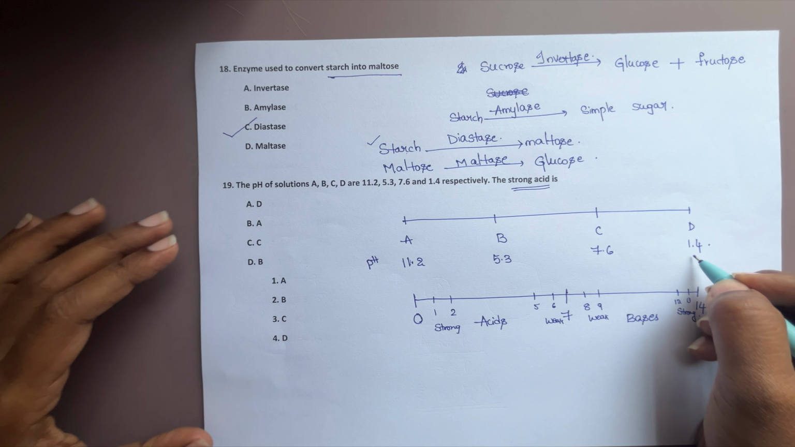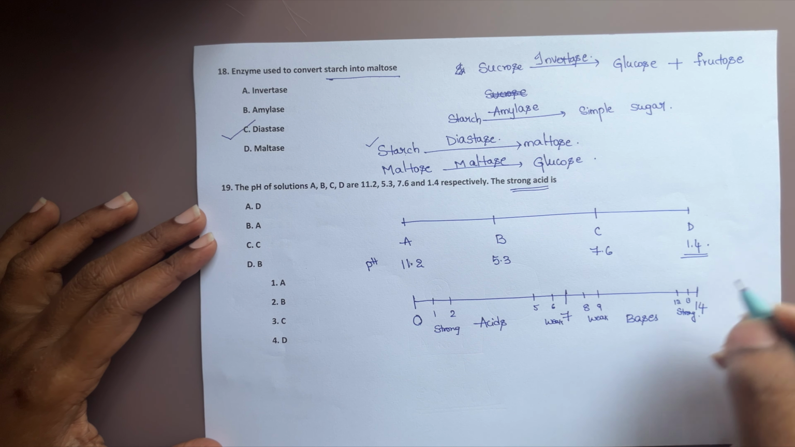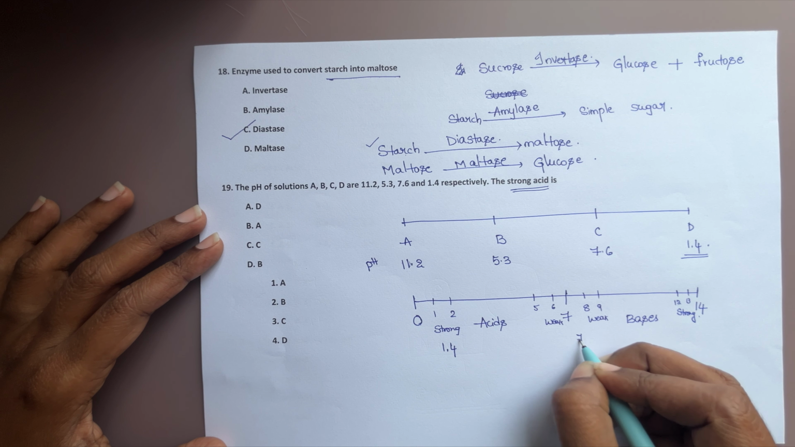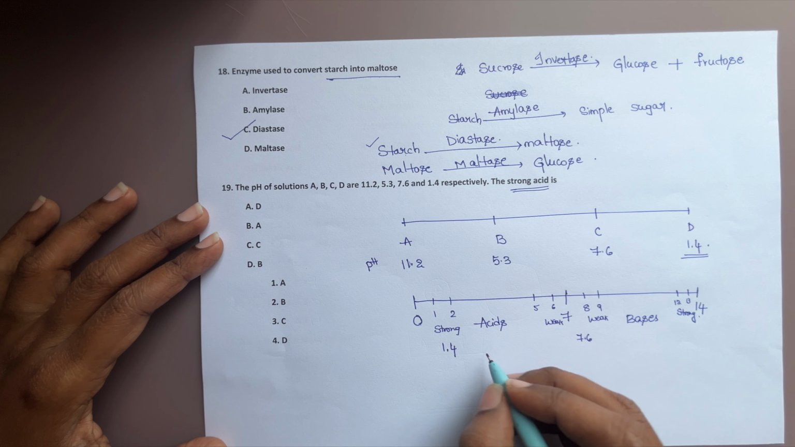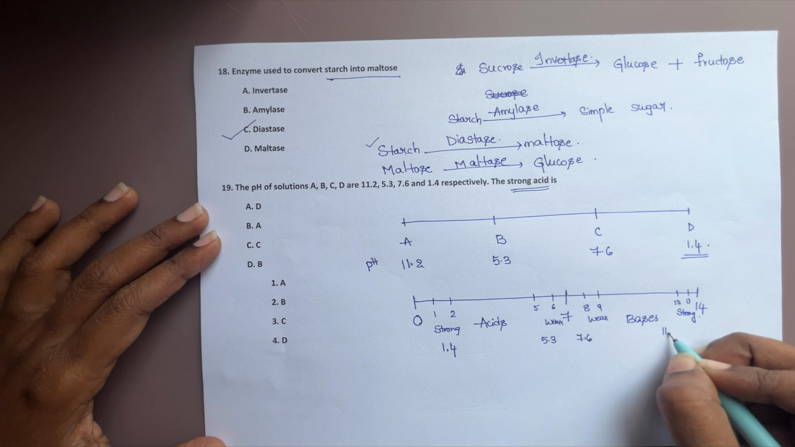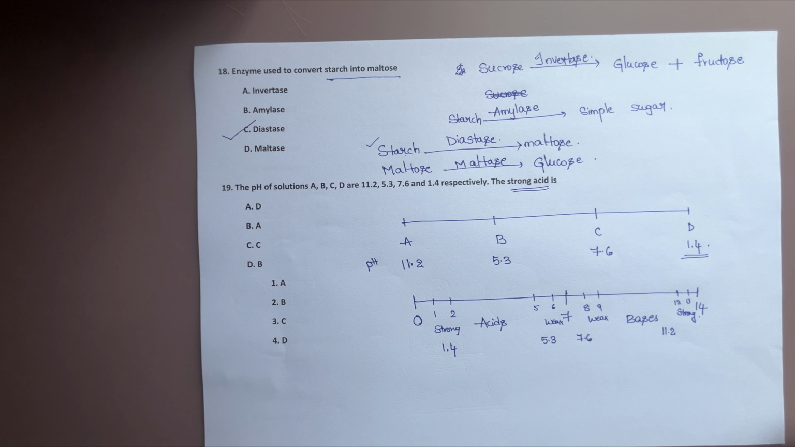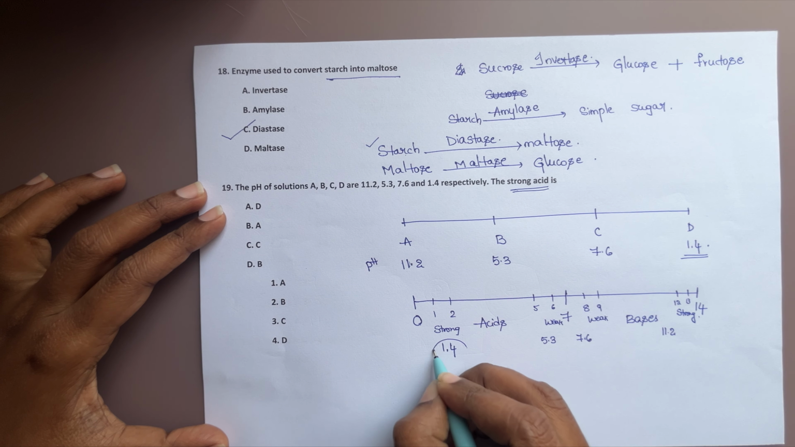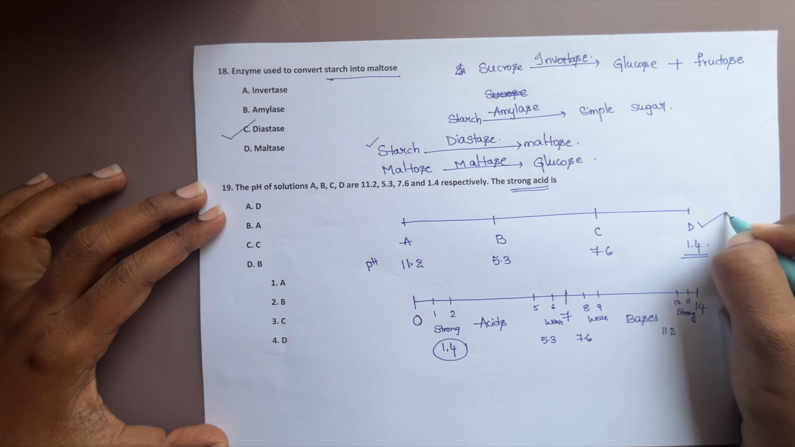So the value of 1.4 is here. 7.6 is here, weak base. And then 5.3, weak acid. 11.2, that is also strong base. So they are asking what is strong acid. Strong acid is 1.4. 1.4 is D.